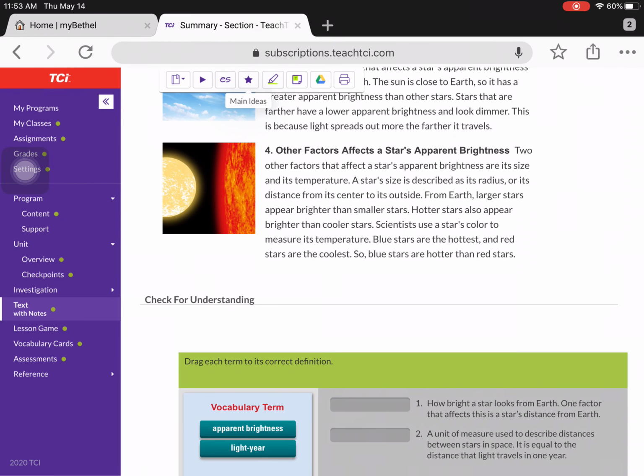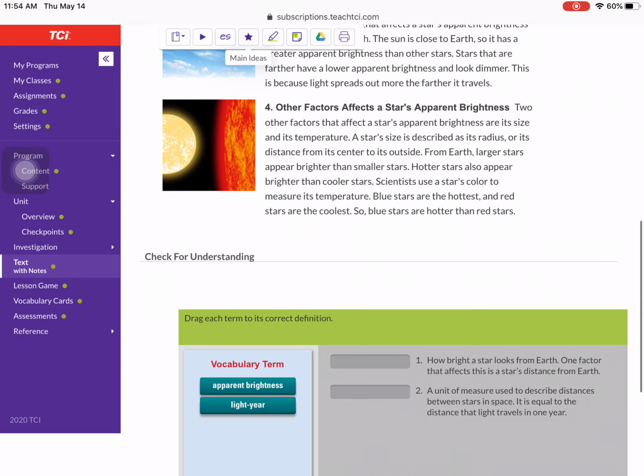Other factors affect a star's apparent brightness. 2 other factors that affect a star's apparent brightness are its size and its temperature. A star's size is described as its radius, or its distance from its center to the outside. From Earth, larger stars appear brighter than smaller stars. Hotter stars also appear brighter than cooler stars. Scientists use a star's color to measure its temperature. Blue stars are the hottest, the red stars are the coolest. So, blue stars are hotter than red stars.